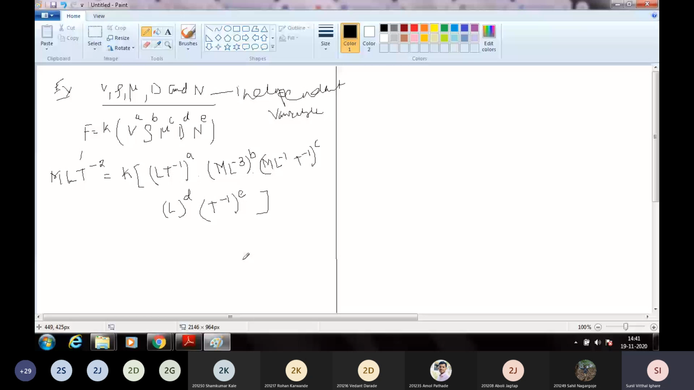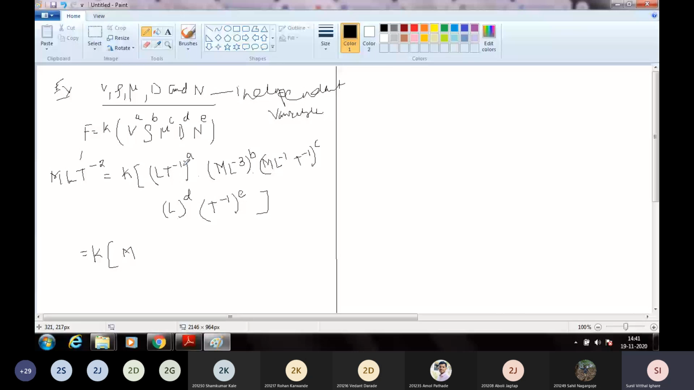Now the next step is to segregate the mass term, then the length term and the time term. So this is equal to K, and we start with the mass M. See how many brackets there are in the previous terms: 1, 2, 3, 4, 5. Five brackets, because of A, B, C, D, E. In that way we make the brackets.